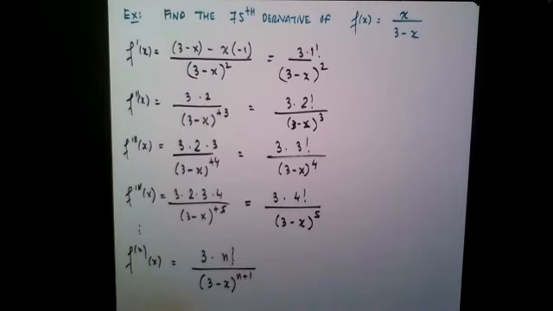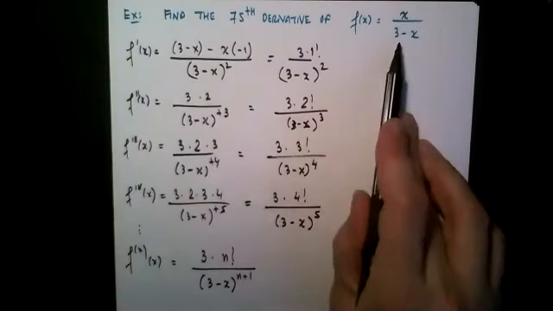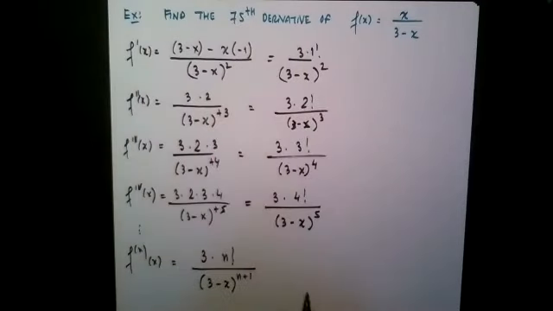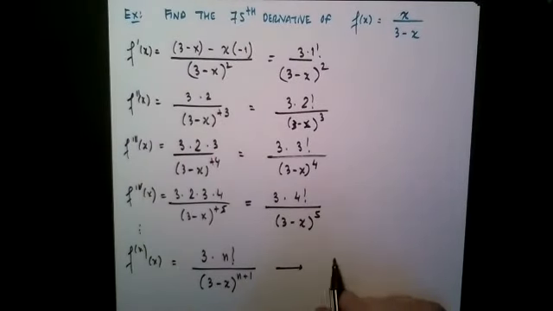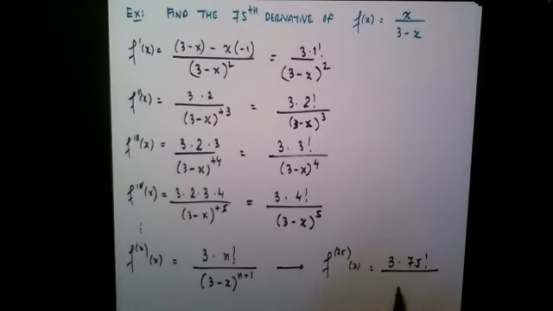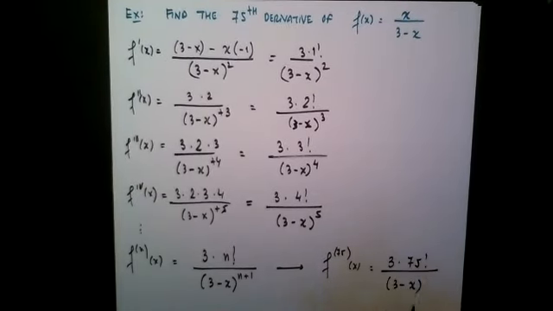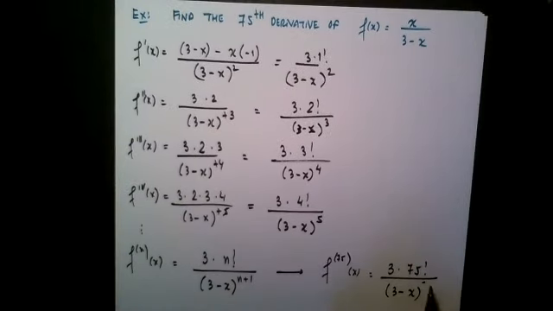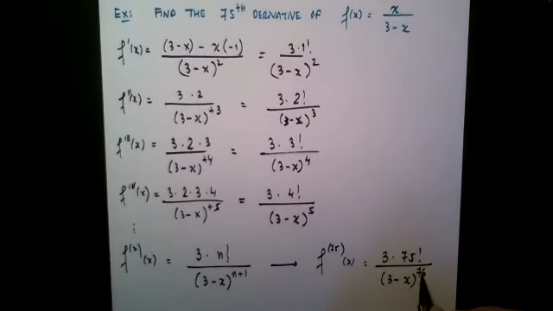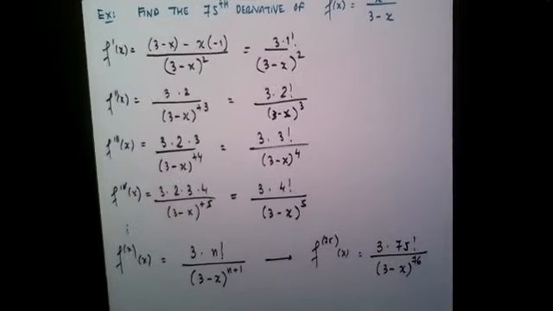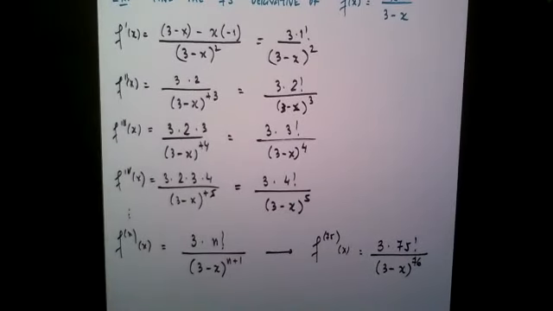Okay, so this is the general rule for the nth derivative of this function. And we're looking for the 75th derivative. Okay, so it doesn't matter which number I put as an n now. So 3 times 75 factorial over (3 minus x) to the power of 75 plus 1, which is 76, and that's my answer.